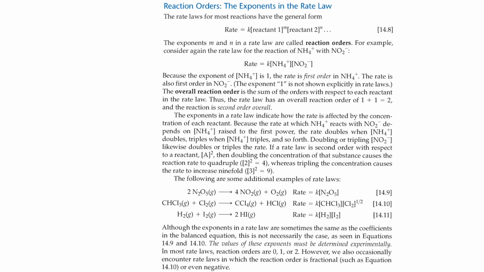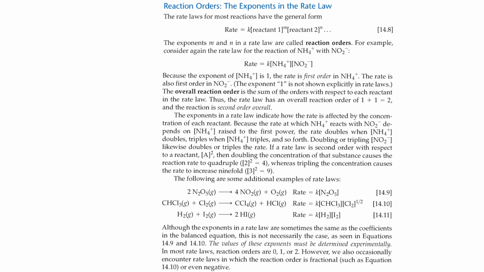2N2O5 yields 4NO2 plus O2. The rate is k times the concentration of N2O5. CHCl3 plus Cl2 yields CCl4 plus HCl. The rate is k times the concentration of CHCl3 times the concentration of Cl2 to the 1/2 power. H2 plus I2 yields 2HI. The rate is k times [H2][I2].